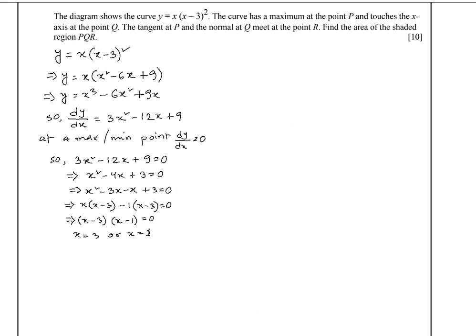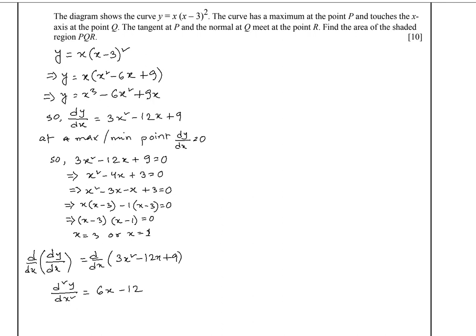So we can write d over dx of dy over dx equals d over dx of 3x squared minus 12x plus 9. So now in the next line, d squared y over dx squared equals 6x minus 12. So this is our second order derivative.